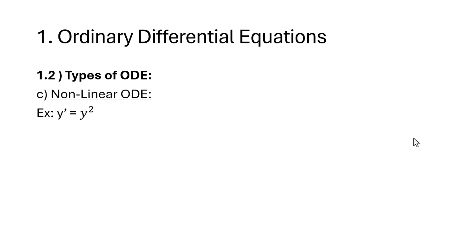And then the third type of ODE is nonlinear ODE, which contains nonlinear function. So for example, here we have y prime equals y squared. So y squared here is nonlinear. That's why the equation is a nonlinear ODE.